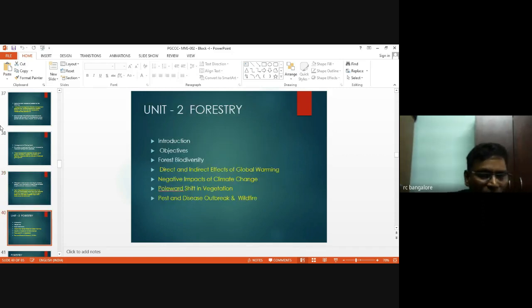So now we come to forestry. How does forestry contribute to environmental pollution and have an impact on climate change, right? This is the second unit under block one. We are seeing how direct and indirect effects of global warming take place, the impact on forestry and negative impact of climate change, pest and disease outbreaks, and wildlife.